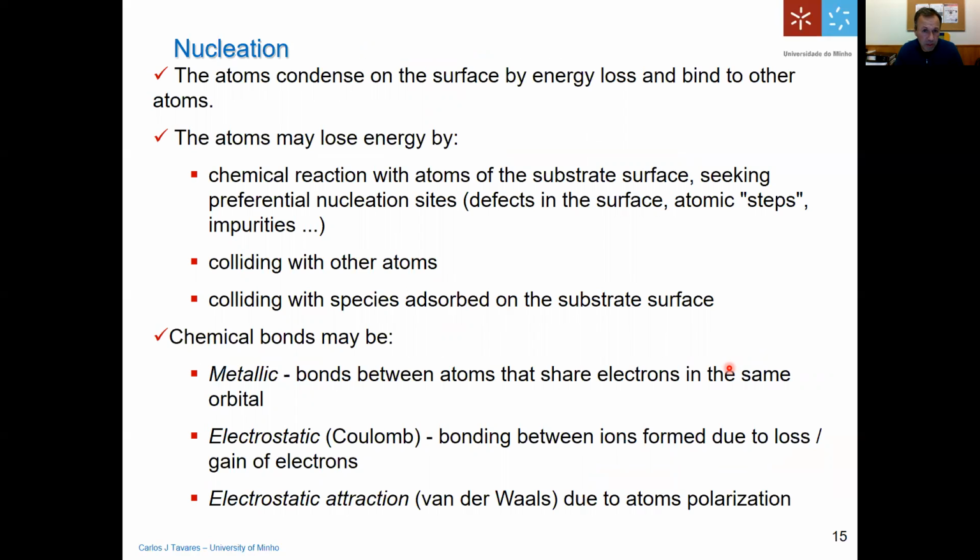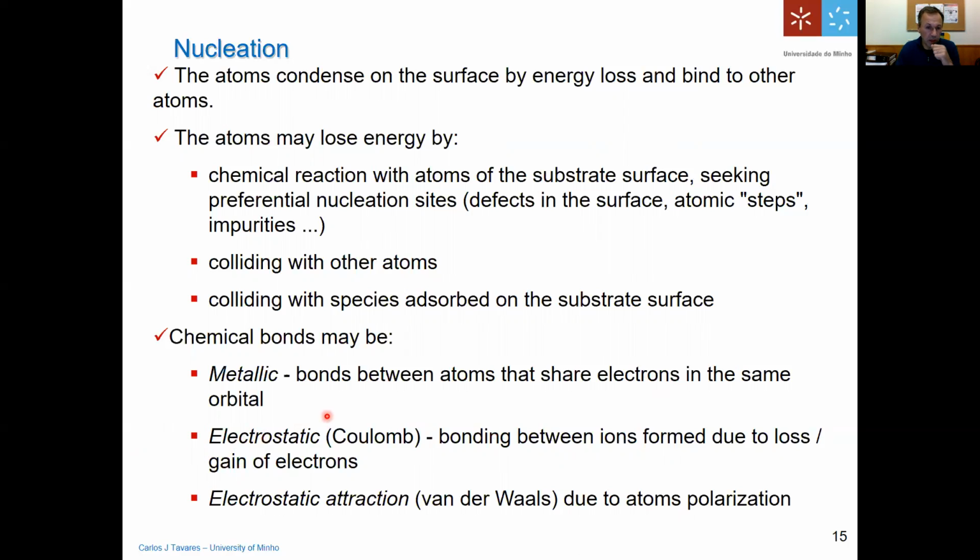The atoms may lose energy by chemical reaction with atoms on the surface of the substrate, by seeking preferential sites. Some of these can be discontinuities on the surface, atomic steps, impurities, etc., or by colliding with other atoms or colliding with species absorbed on the substrate surface. The chemical bonds can be of the nature that you already know.